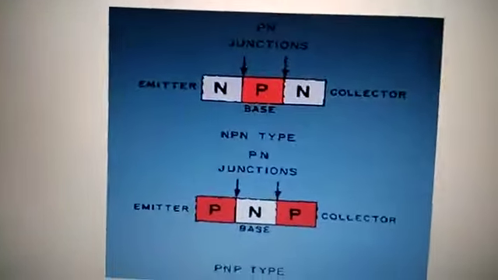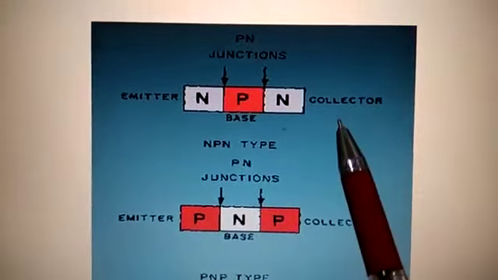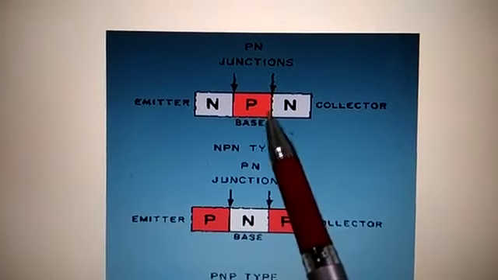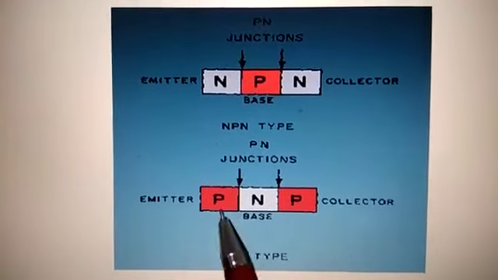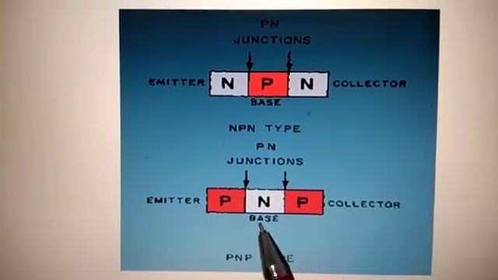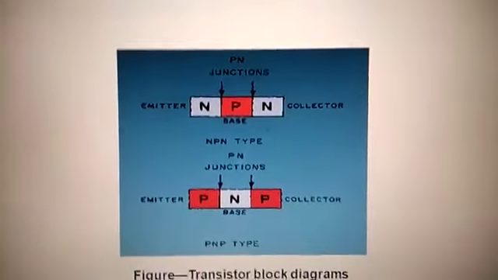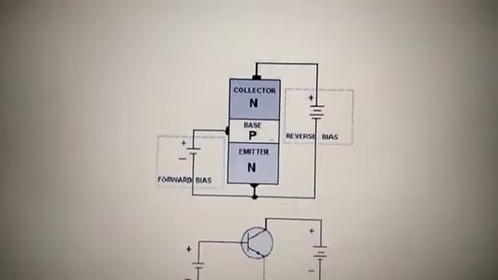You can see this diagram. This is the NPN transistor: emitter, base and collector, and these are the two junctions. This is one PN junction, this is another PN junction. Similarly, this is the PNP transistor: emitter, base, collector. Again, two junctions are there. We have already seen these in the basics of the transistor. This is just a review.